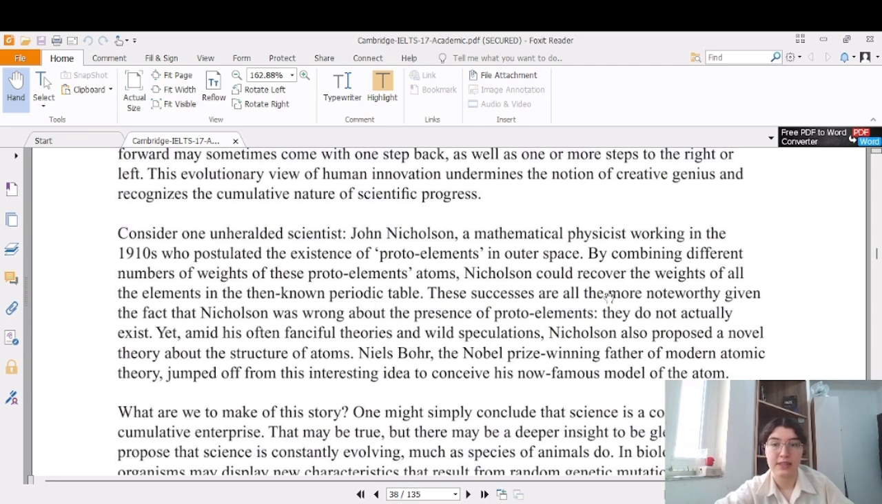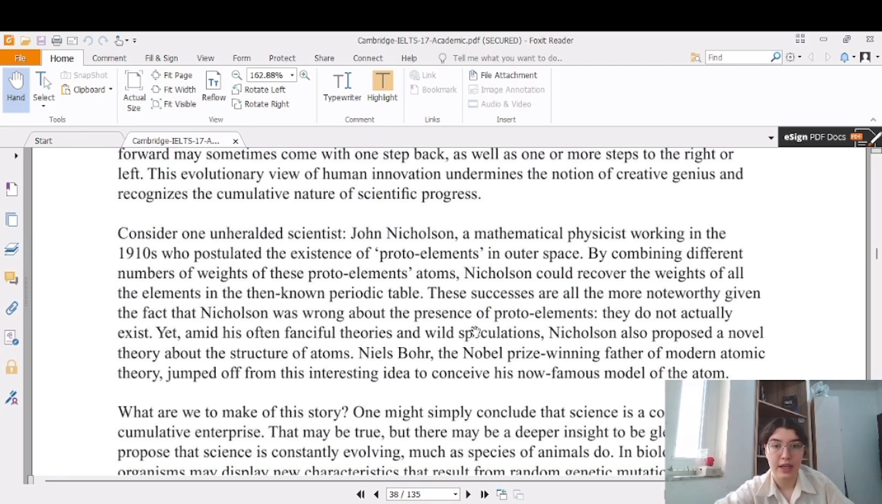These successes are all more noteworthy given the fact that Nicholson was wrong about the presence of proto-elements. They do not actually exist. Yet, amid his often fanciful theories and wild speculations, Nicholson also proposed a novel theory about the structure of atoms. Niels Bohr, the Nobel Prize-winning father of modern atomic theory, jumped off from this interesting idea to conceive his now famous model of the atom.